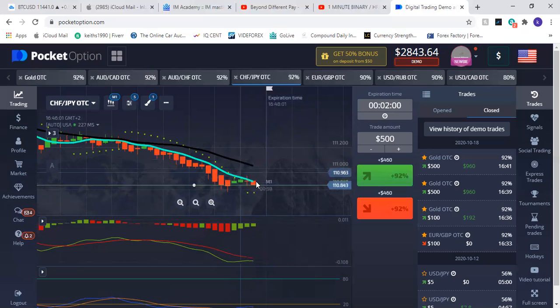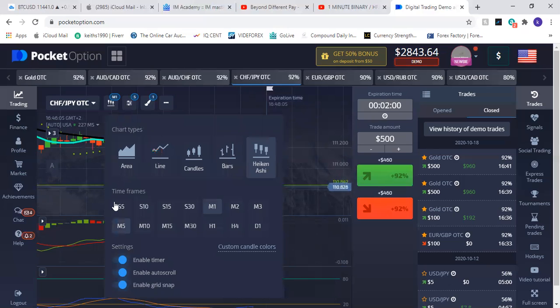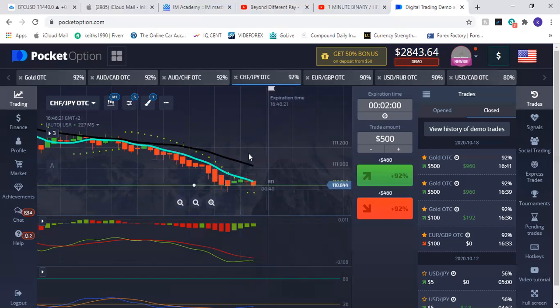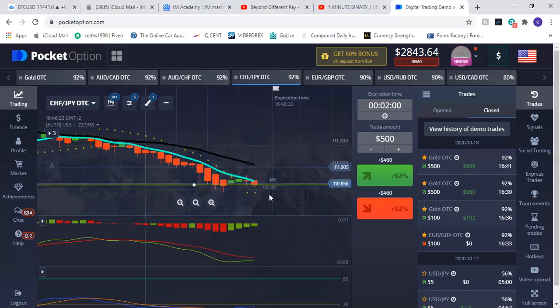Now my candles are currently on 1 minute. You can go here and adjust that time frame, anywhere from 5 seconds all the way up to 1 day. And I'm just using Heikin-Ashi candles. I have my enable timer on, enable scroll, and enable grid snap. So this is a 1 minute chart. Every candle represents 1 minute.